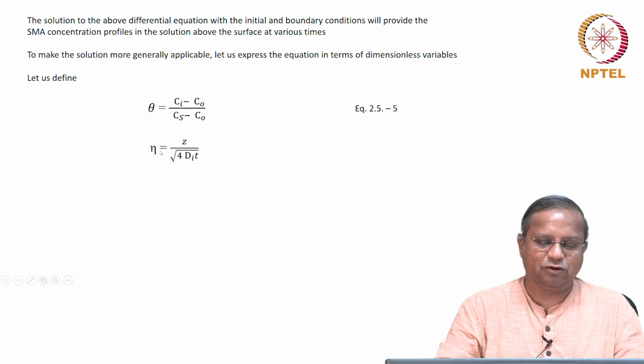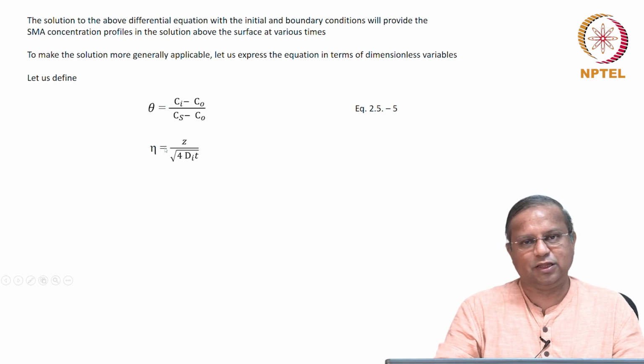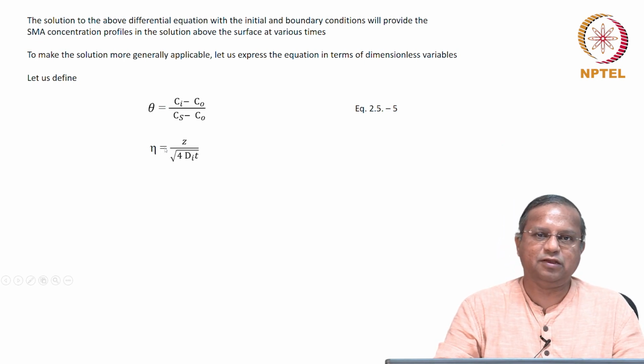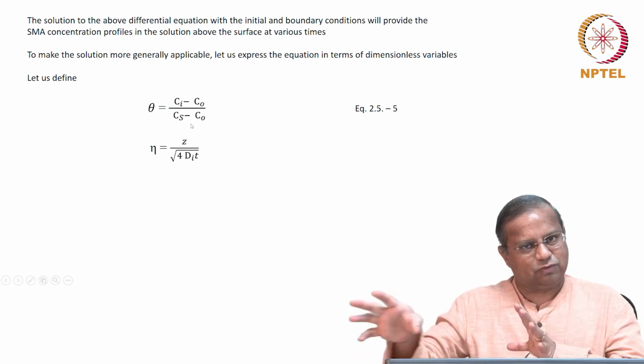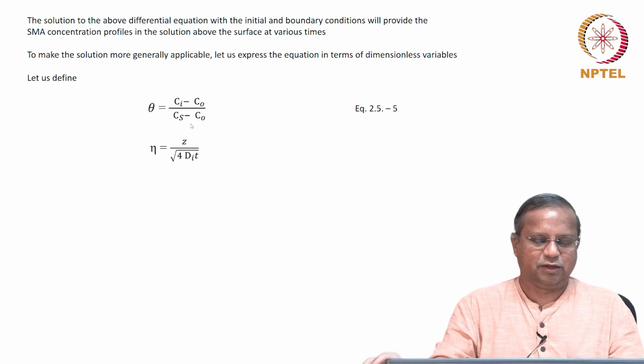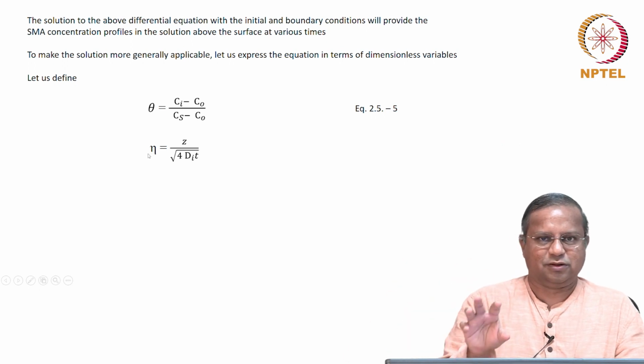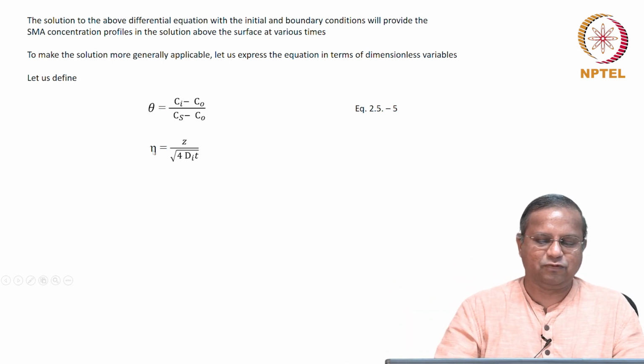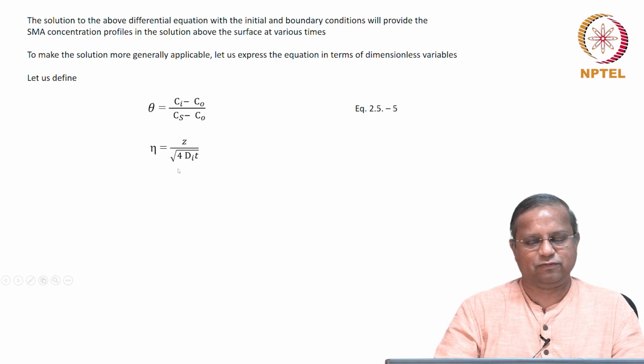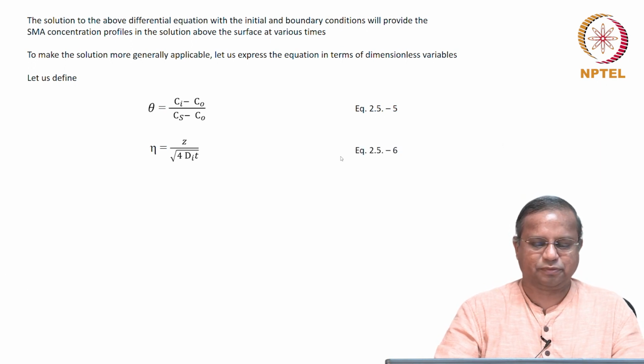This has been defined to convert the partial differential equation into an ordinary differential equation. As you know, ordinary differential equations are far easier to solve than partial differential equations. So, with a lot of insight as to how the solution will progress, this has come up by the first person who came up with this. We are just following it. Okay. So, now that you are clear about that concern of yours, eta equals z by square root of 4Dt. We have defined it this way, equation 2.5-6.